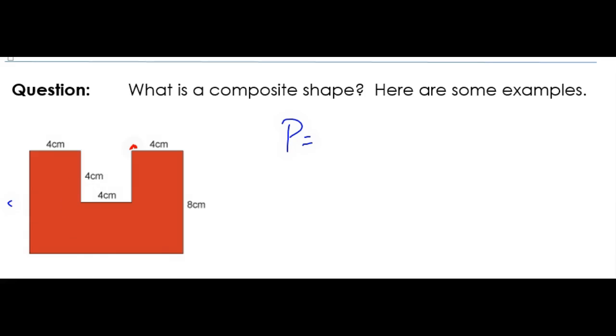I'm going to rewrite the missing pieces. So we said that this was 12 centimeters down here, and that this is 8 centimeters here, and then 4 centimeters over here. So I'm going to start my road map right here, and I want to be able to travel all around this shape to get its perimeter.